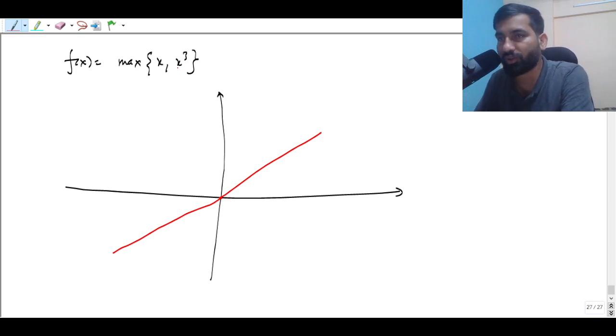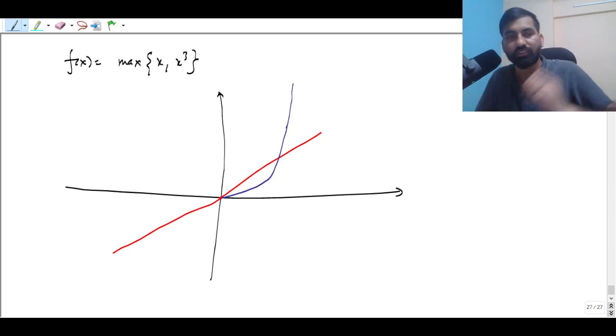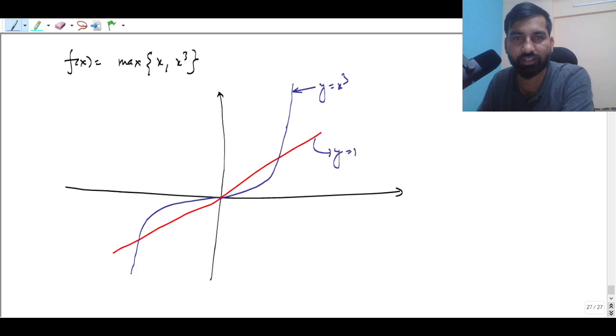And what is y equal to x cube? Let me choose some different color again. The y equal to x cube graph is an odd function. So as we know, it is going to be like this, in the shape of an S. So it is going to be like this. This is y equal to x cube, and this is the y equal to x graph. This is the y axis and this is the x axis.